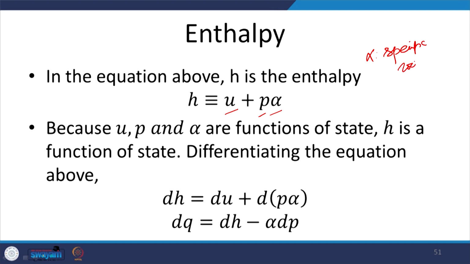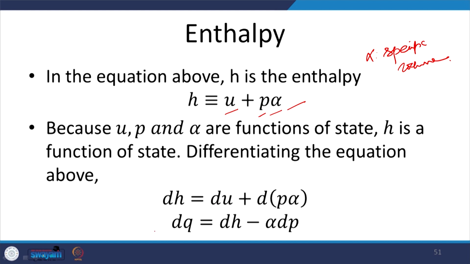Because H is now equivalent to internal energy plus pressure times the specific volume, where alpha is the specific volume, right. Because U, P and alpha are functions of state, enthalpy H is a function of state. So, if we simply differentiate the equation above, H is equal to U plus P alpha, we get dH equals dU plus d of P alpha. So, dq is dH minus alpha dP. You have to bring in the specific heat equation.